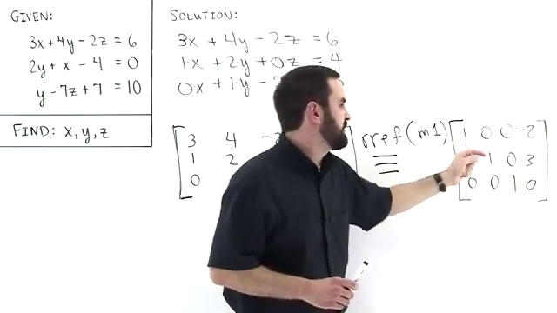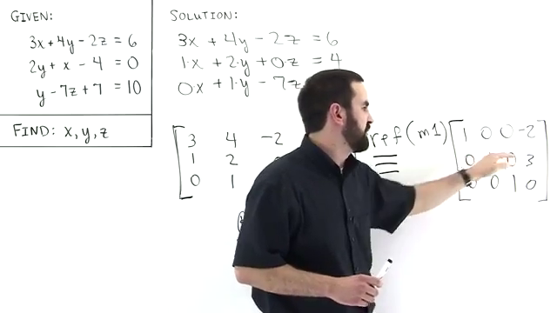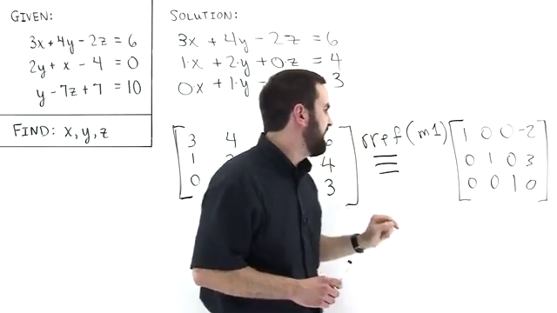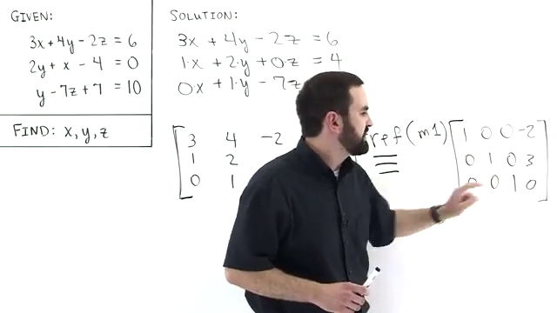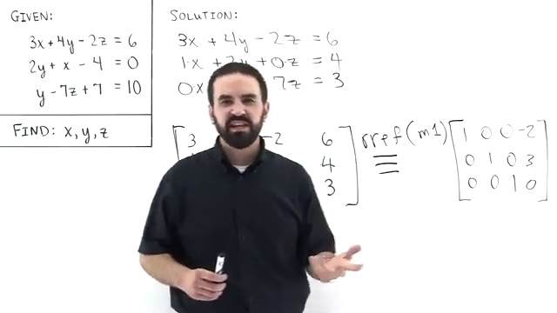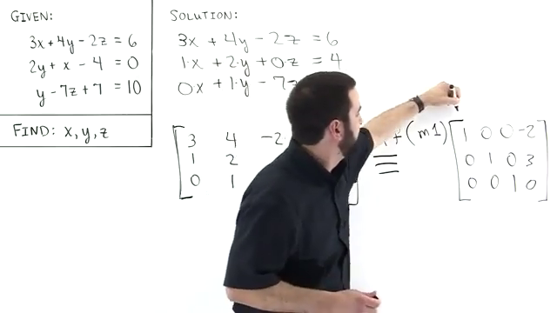Then the second row says 0 times x plus 1 times y plus 0 times z equals 3. So y is equal to 3. And then the third row says 0 times x plus 0 times y plus 1 times z is equal to 0. So z equals 0. So we have solved the system, right?